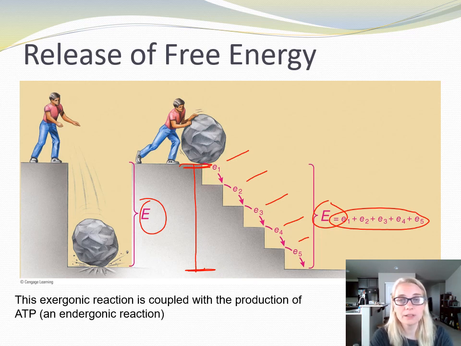Our cells are delicate, and if we have a huge release of this exergonic reaction, this catabolic reaction of breaking glucose down into carbon dioxide and water, oxidizing glucose and reducing oxygen, if you were to just do that reaction all at once, we would not be able to survive.